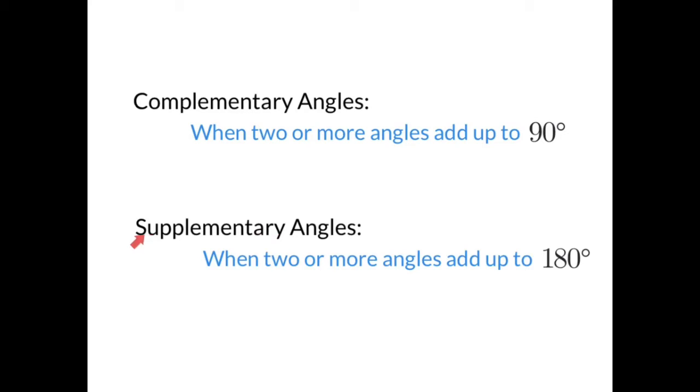The other thing is, I don't know how familiar you are with supplements, like vitamins or extra materials. Things that are supplemented are added to, they're larger, you're getting bigger things. So supplementary angles goes with the 180. You could even do alphabetical: C comes before S, smaller number comes before the larger number. Whatever helps you remember that complementary angles add up to 90 and supplementary angles add up to 180 degrees.